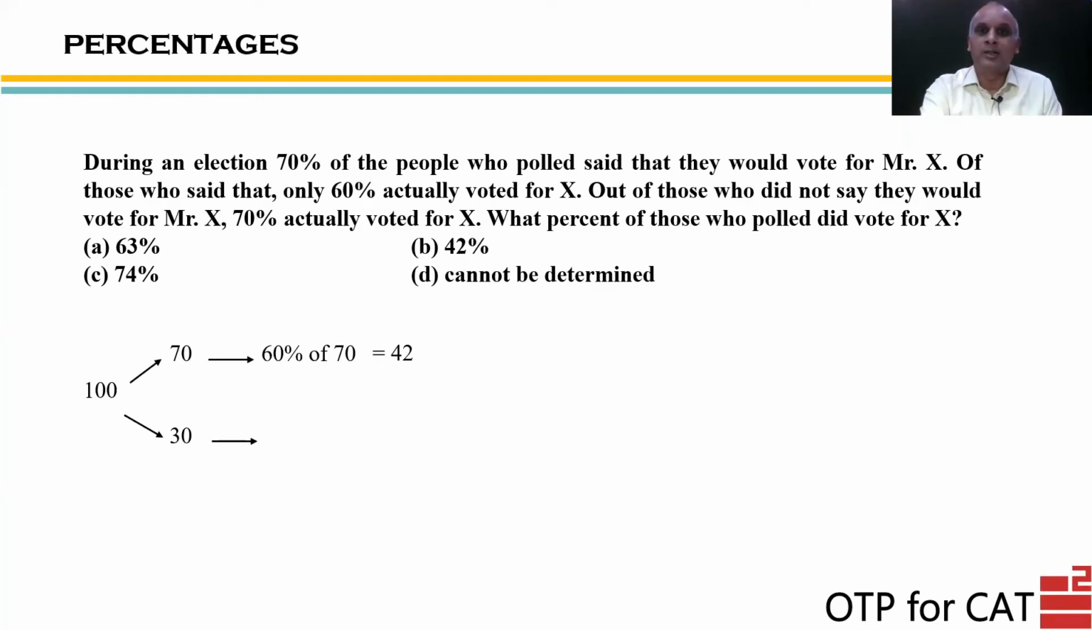And of those who did not say they would vote for Mr. X, how many were they? That is 30. Out of those 30, 70% actually voted for X. It means 70% of 30, which is 21. So finally, how many actually voted for X? 42 from above and 21 from there. That means the total is 42 plus 21, which is 63. So out of a total of 100 people, finally 63 people actually voted for X. So the required percentage is obviously 63%.